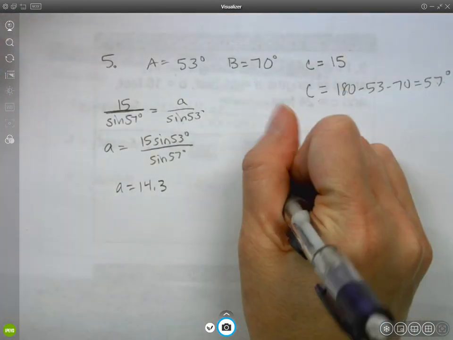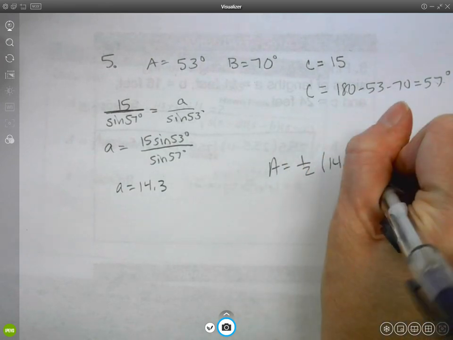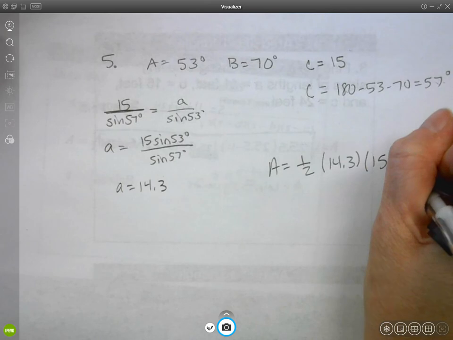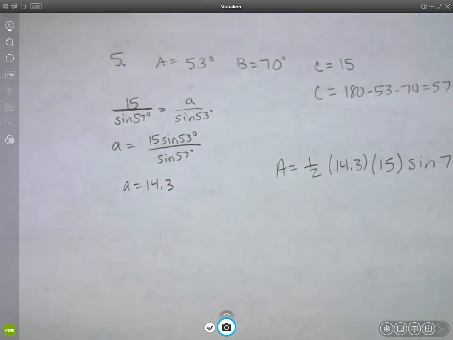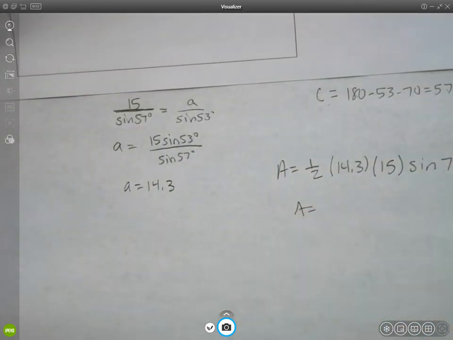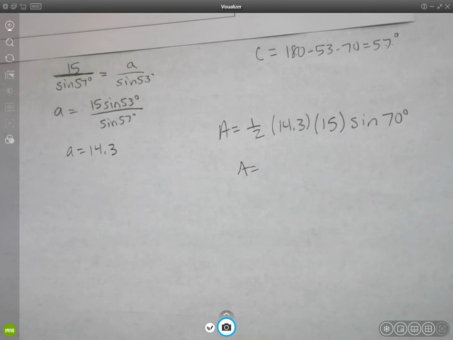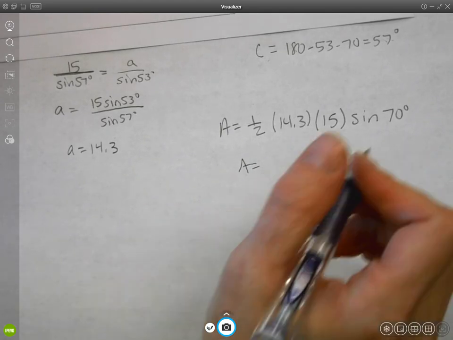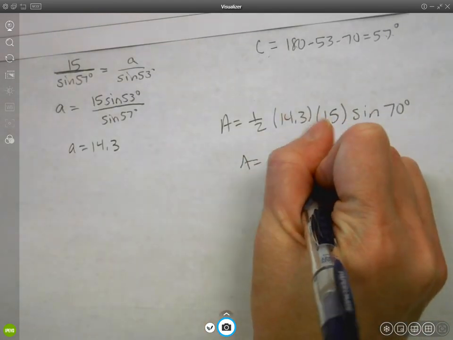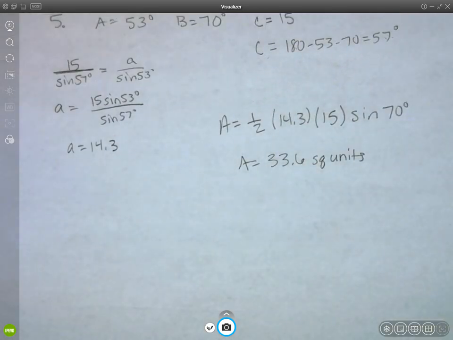So we'll say 1/2 of 14.3 times 15, and then we'll do sine of 70. All right, so then we can, in our calculator, multiply that out and get 33.6. All right, if you have questions, please let me know.